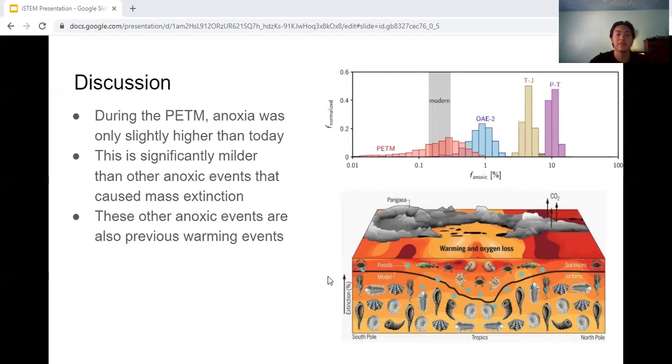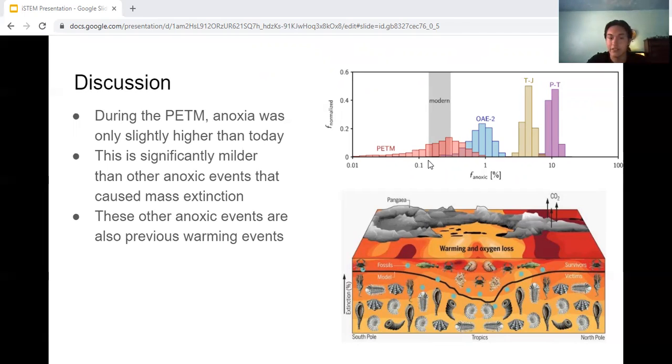So what does that mean? During the PETM, anoxia was only slightly higher than today. This is significantly milder than other anoxic events that cause a mass extinction. These other anoxic events are also previous warming events. This histogram shows that past events have caused much more anoxia in the ocean than the PETM.